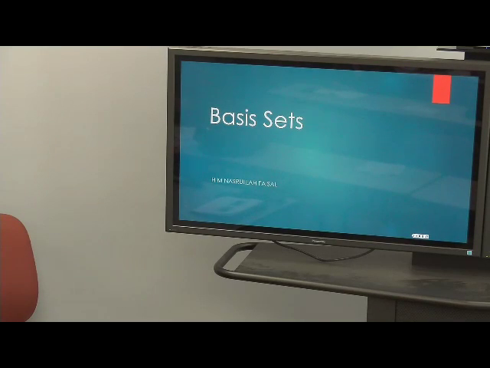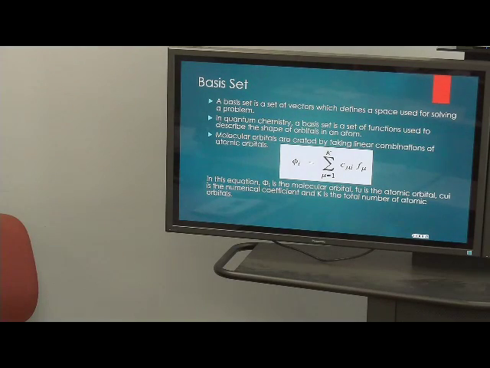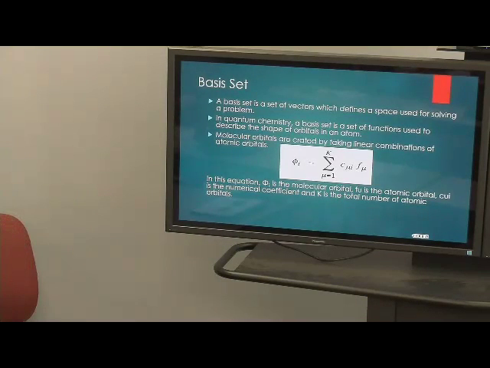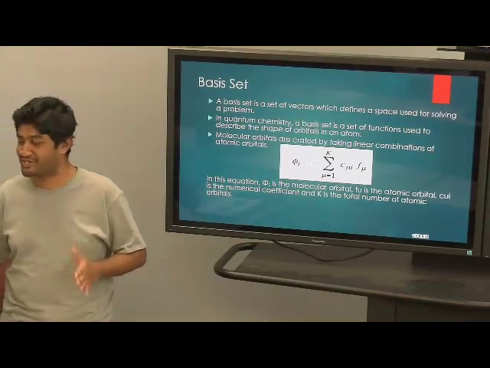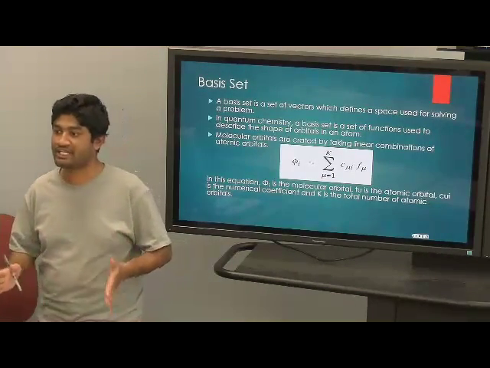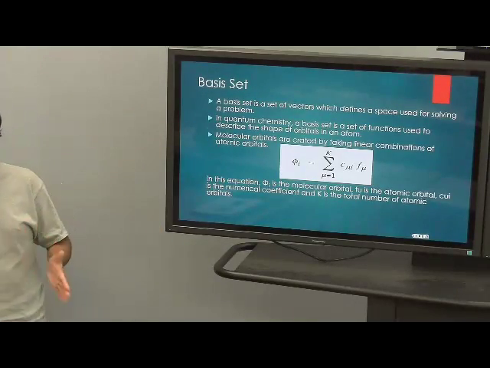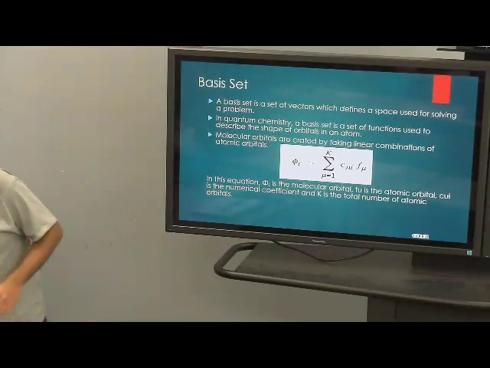Hi everyone, good afternoon. This is Faisal. Today I'm going to talk about basis sets. So what is a basis set? Generally, a basis set is a set of vectors which defines a space in which a problem is solved. But in quantum chemistry, a basis set is a set of functions which describes the shape of atomic orbitals in an atom. And molecular orbitals are created by taking the linear combination of these atomic orbitals.